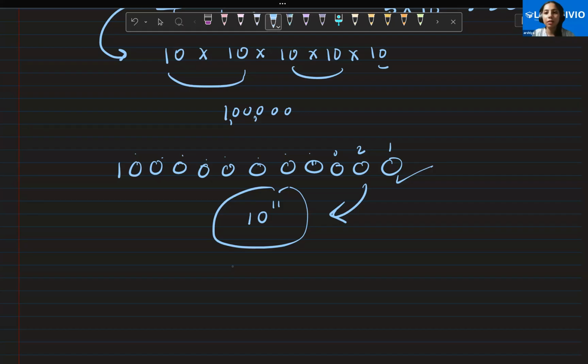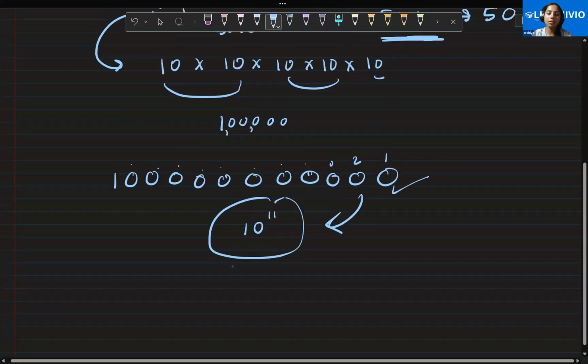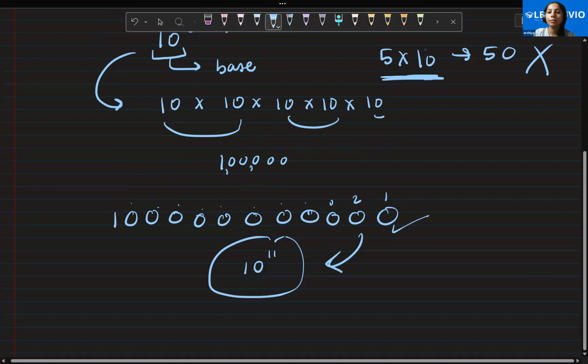Okay, ma'am, clear so far. Ma'am, do power and exponent mean the same thing? Yes, they are the same thing. Powers and exponent.